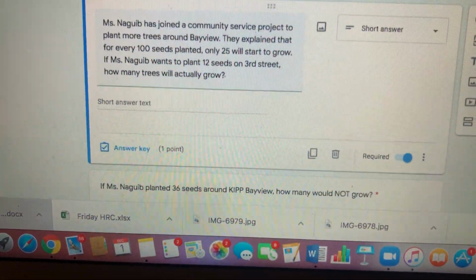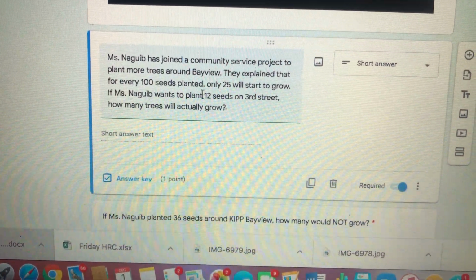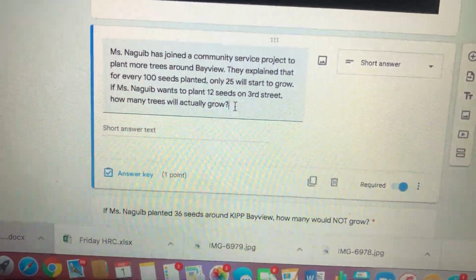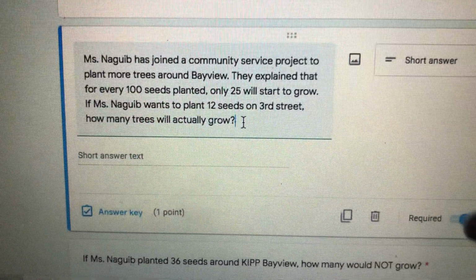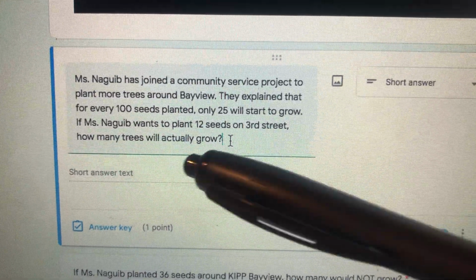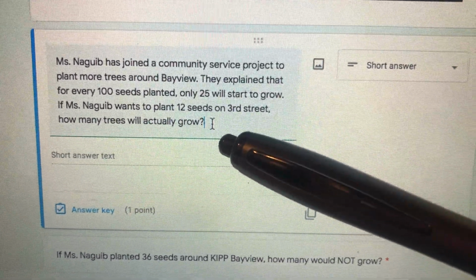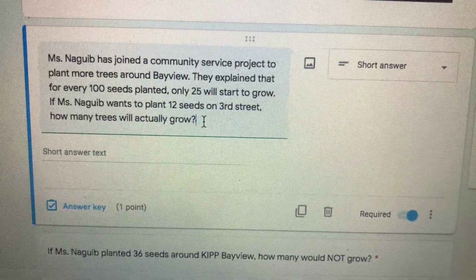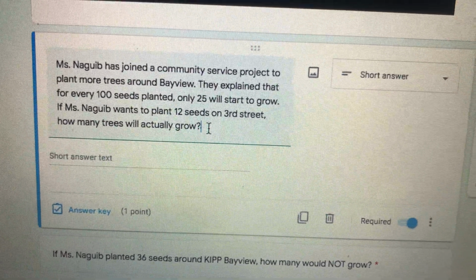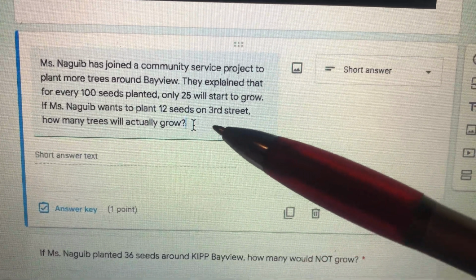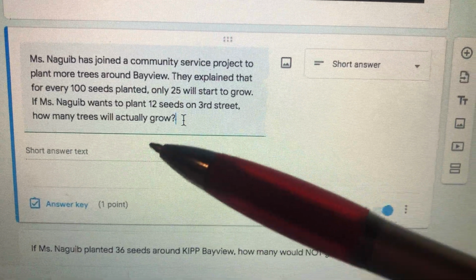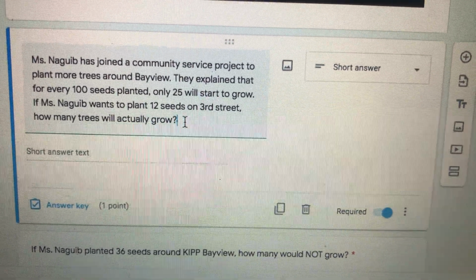So let's get started. It says Miss Naguib has joined a community service project to plant more trees around Bayview. They explain that for every 100 seeds planted, only 25 will start to grow. If Miss Naguib wants to plant 12 seeds on 3rd Street, how many trees will actually grow?